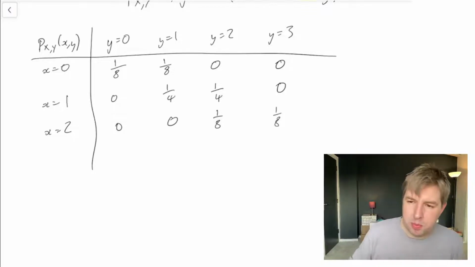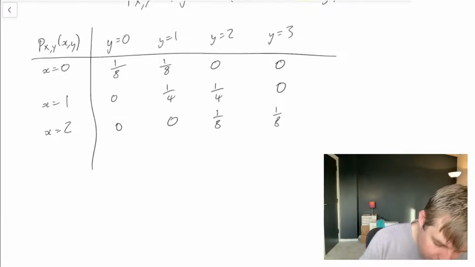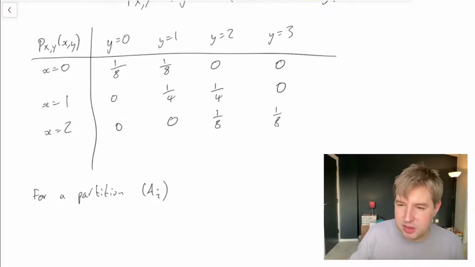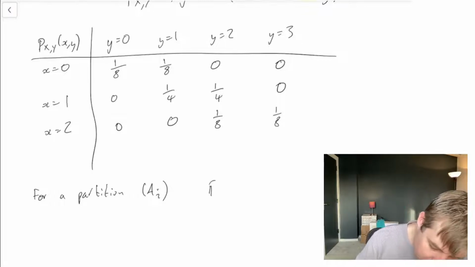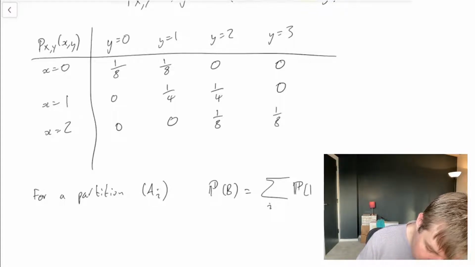Now, for normal probabilities, we had that for a partition A_i, that is A1, A2, and such, you might remember we stated this result, that the probability of some event is that you sum over all the bits of the partition.